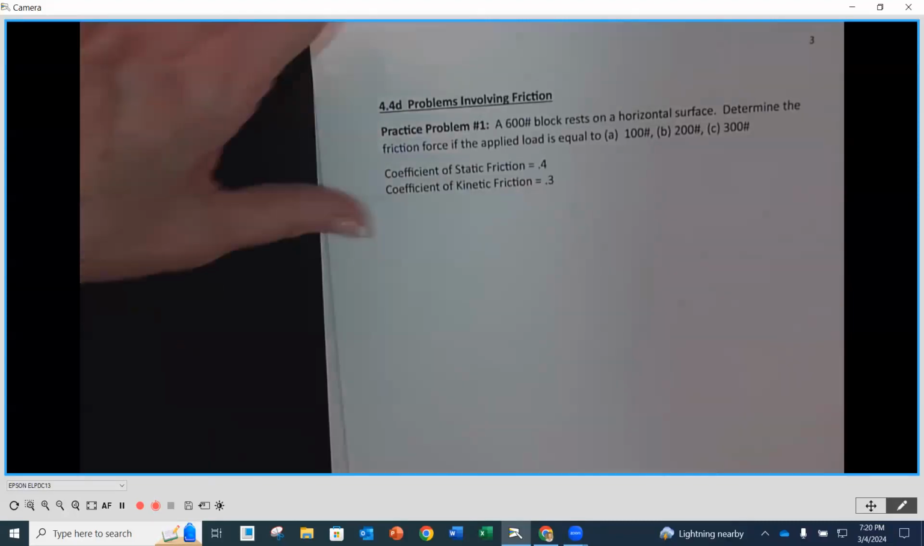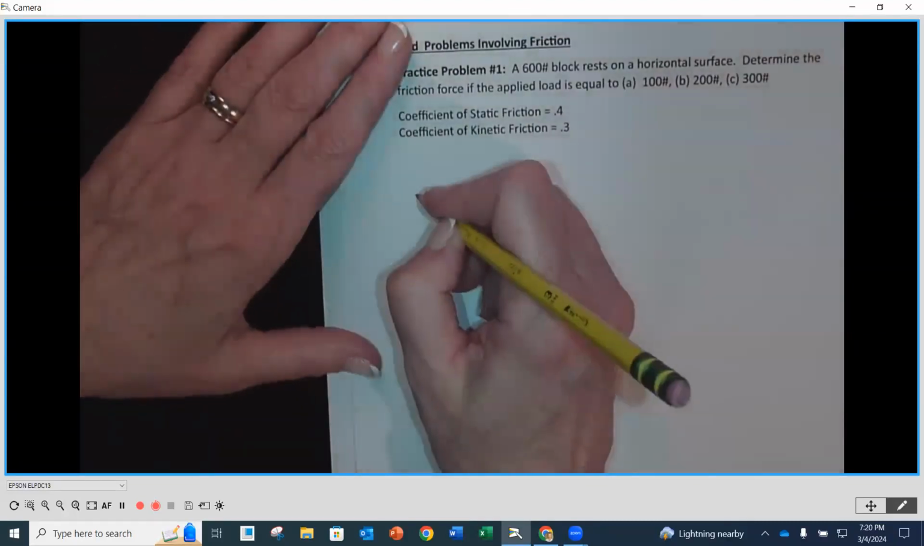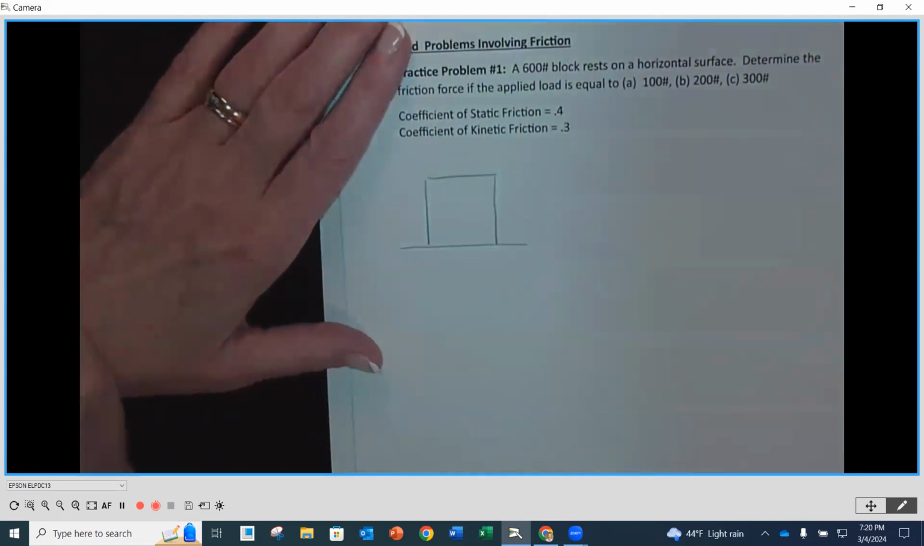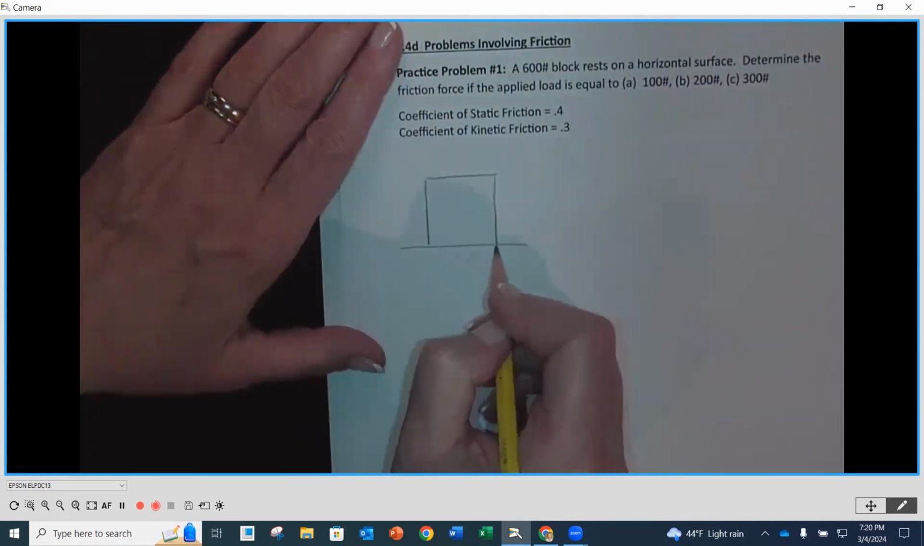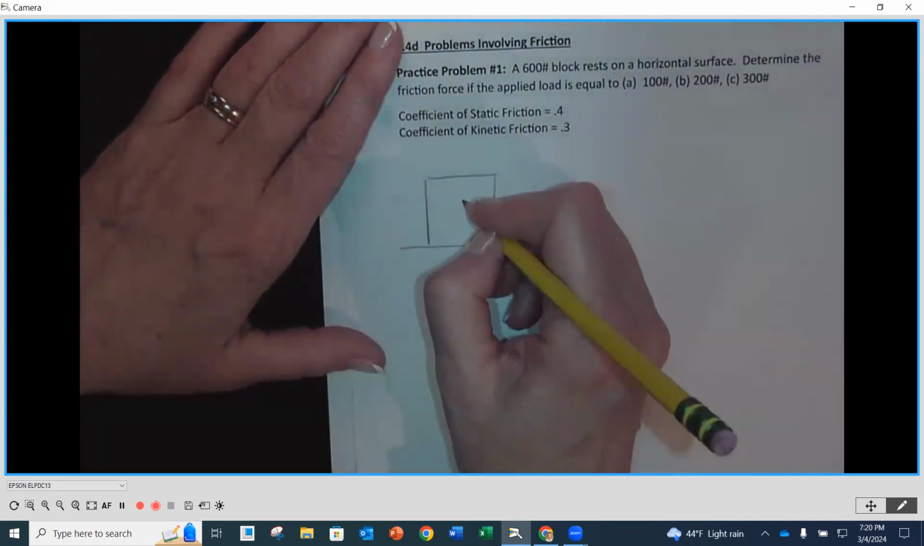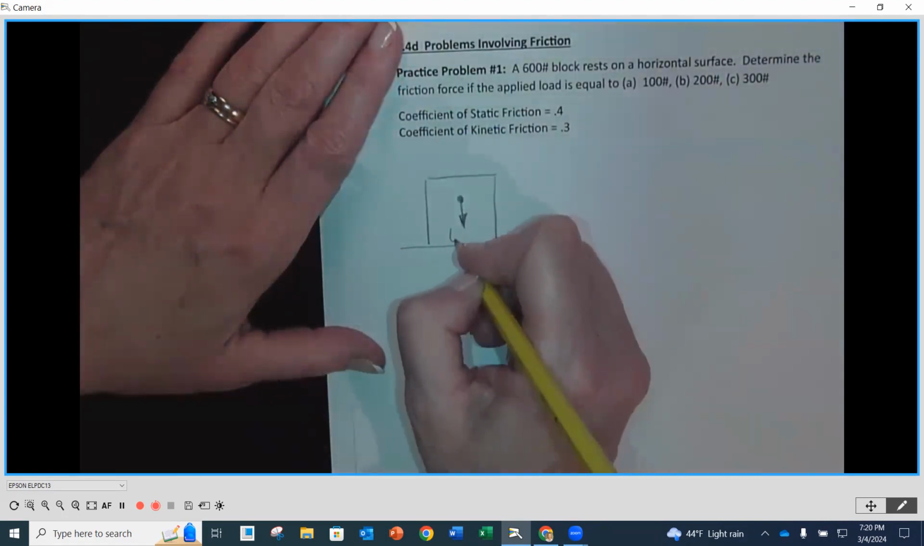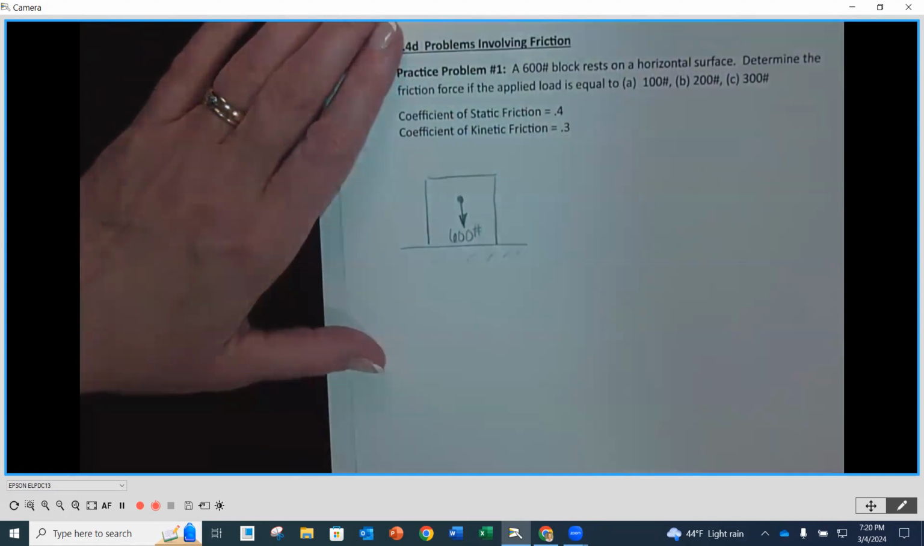Okay. So let's first start out by drawing our surface with our 600-pound block. So this is going to be our surface, right? Our 600-pound block is going to have a weight going straight down. 600 pounds.